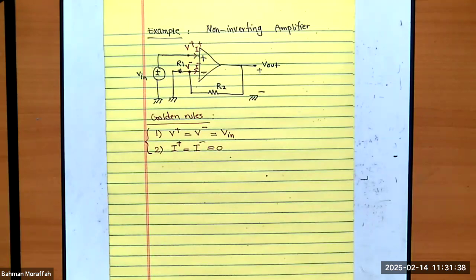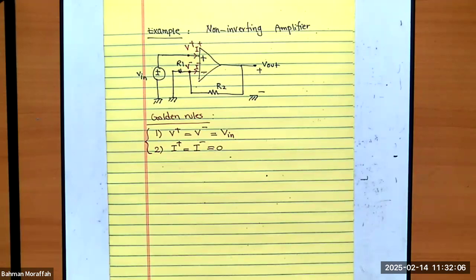Obviously, I can do whatever I did in the previous example. I can just say current through R1 is exactly the same as current through R2, and find current through one of them, and then write the voltage across the other one, and find the relationship between output and input. I can do that. I'm not going to do it. I'm going to just solve it in a different way, but I highly encourage you to do as we did in the previous example.